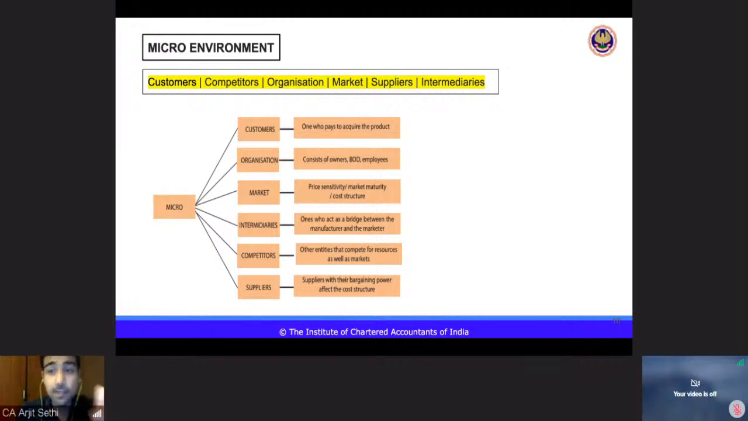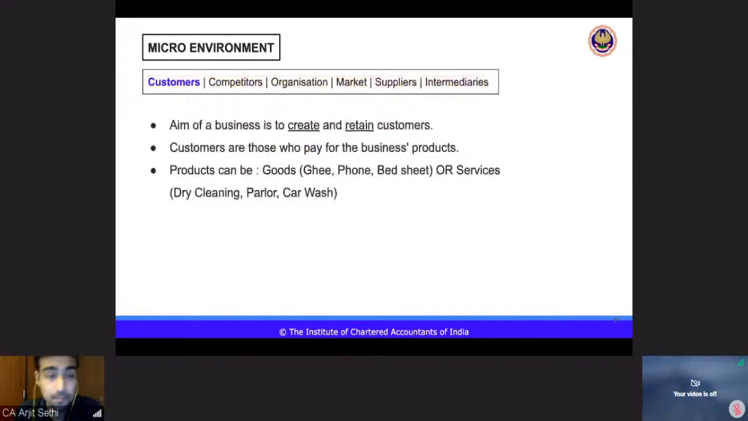Okay, coming to the very first component, which is customers. The first and foremost element of micro environment is customers. So what are customers? Customers are the people who are buying the goods or services of a business. The aim of the business is to create and to retain customers. To create means to make new customers. Retain means to keep them, to keep selling to them. They remain with the product, they remain with your service. To create them, to find them, to sell to them, and retain, to keep selling to them, right?